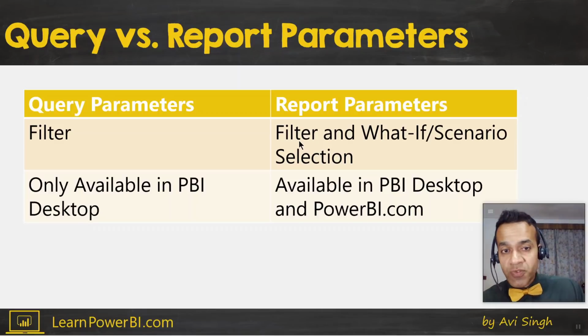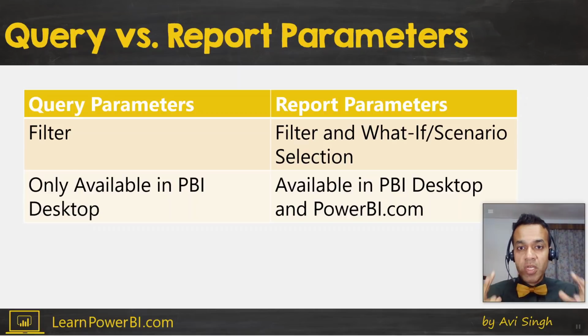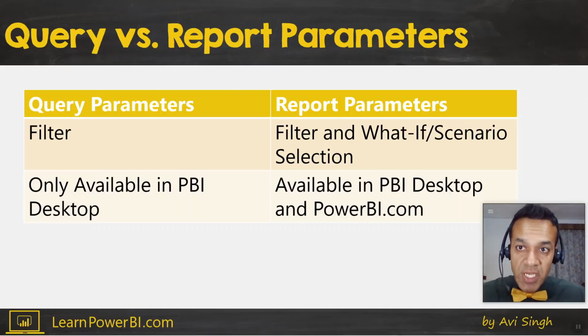Report parameters can be used for filtering as well as what if or scenario selection, and they are extremely flexible when it comes to that. Another limitation around query parameters is that they can only be changed when you're in Power BI Desktop, which is really the authoring tool. Once a report is published onto the service, PowerBI.com or Power BI Report Server on premise, the users currently are not able to change the query parameters. Whereas the report parameters are always visible in Power BI Desktop or PowerBI.com and can be freely changed by any end user. Because of those reasons, right now my heavy favorite are the report parameters.